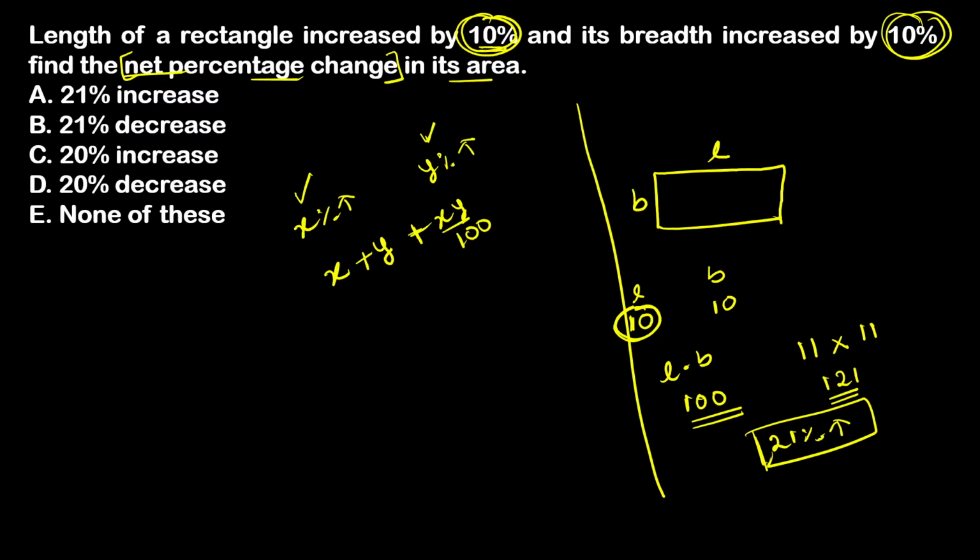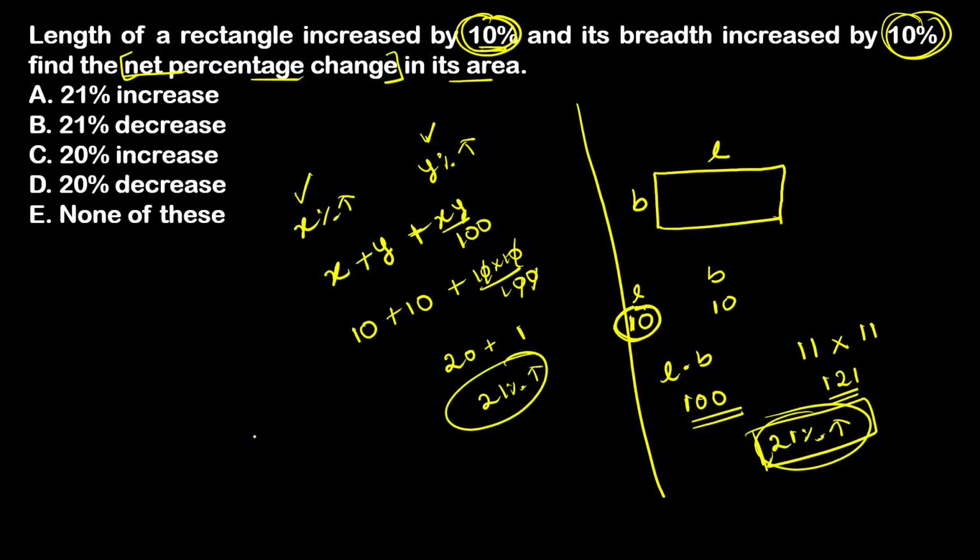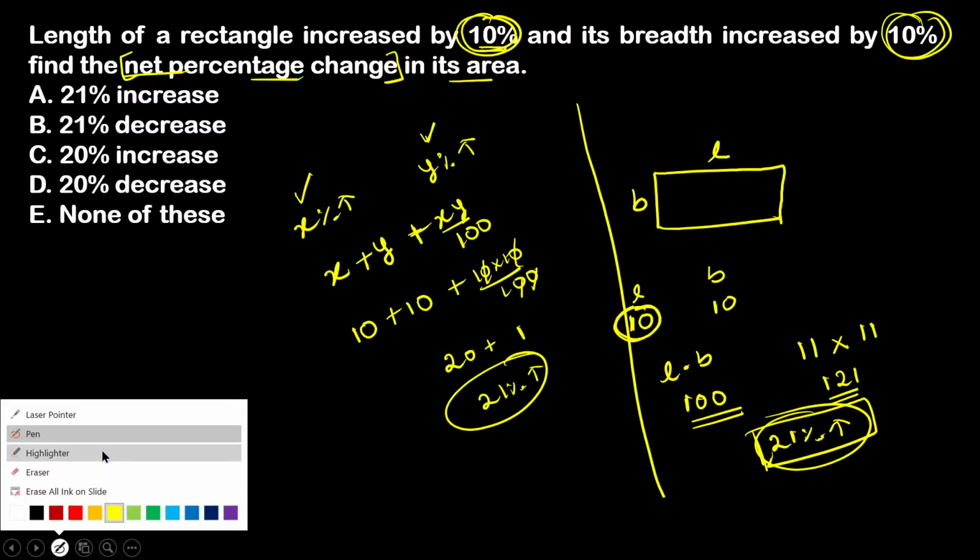In this case, the length of the rectangle increased by 10. So let the value of x be 10, the value of y be 10. So 10 plus 10 plus 10 into 10 by 100. If you calculate, this is 1. 10 plus 10 is 20. So it's 20 plus 1, 21% increase. We landed on the same value again.